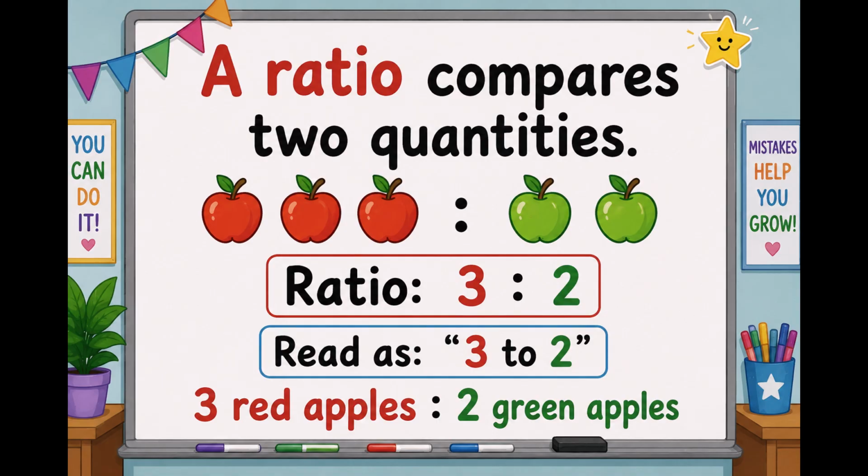All right. So let's remember, these are some key points. A ratio compares two quantities. We write the numbers in the same order you are comparing them. The ratio 3:2 is read 3:2. In this example, there are 3 red apples for every 2 green apples. Excellent job. Pause the video to do the activity below.